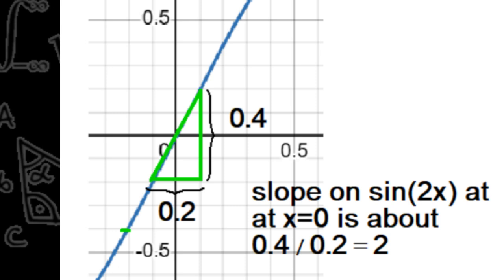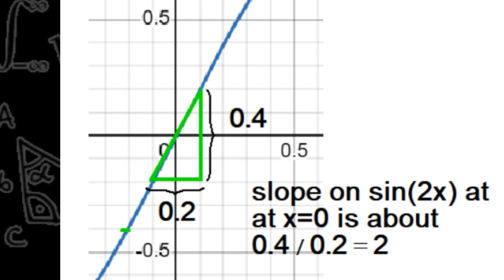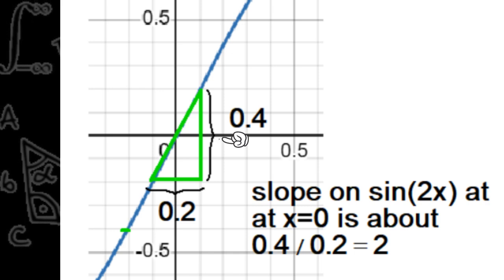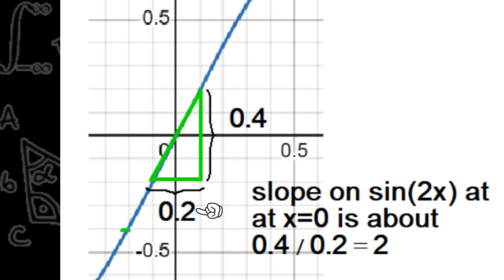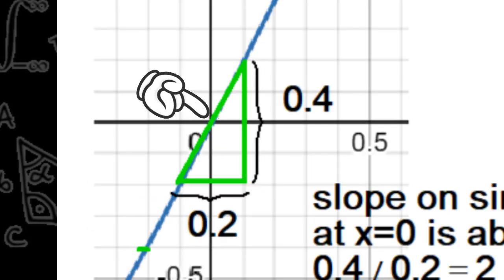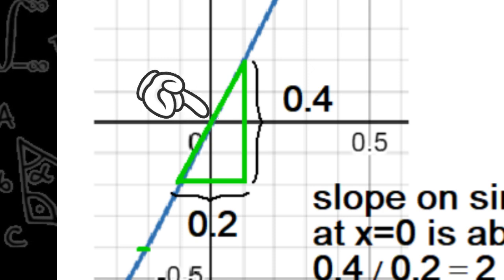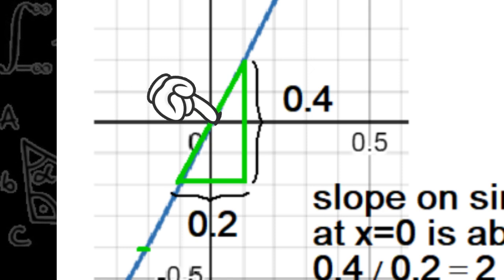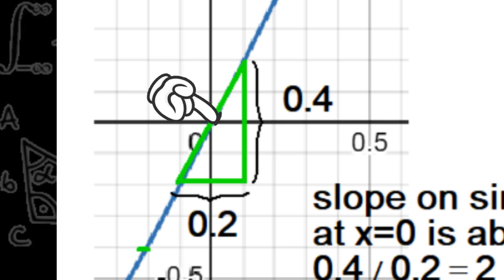Notice now that if we compute the average rate of change around x equals 0 using sine of 2x, we get a vertical change of about 0.4, a horizontal change of 0.2, and the ratio is 2. Here, because the hypotenuse of our average slope triangle matches the curve so well, we pretty much know the value of the derivative at x equals 0 is 2.